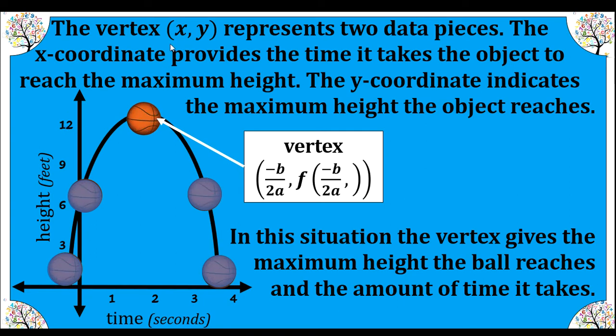So always keep in mind that your vertex has 2 values, an x and a y coordinate. In our word problem situations, our x is always going to represent seconds and our y is going to represent the height.